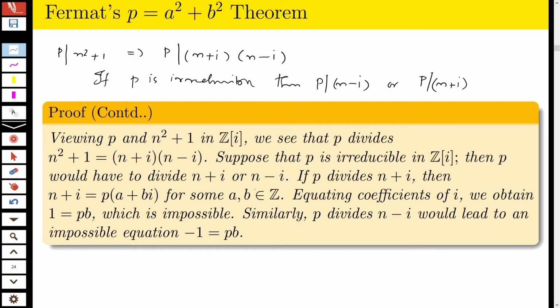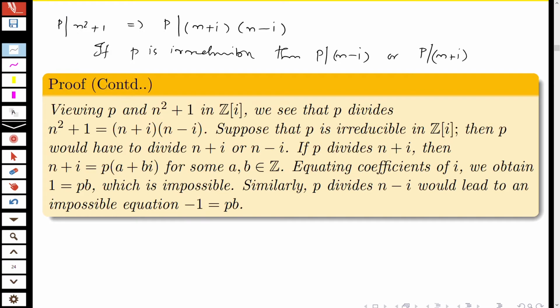Now, if p divides n plus i, then n plus i is equal to p times an element of Z[i], say a plus bi. Equating the coefficient of i, we get 1 equal to pb, which is not possible since p is an odd prime. We cannot find a b in Z such that p times b is 1, since p is an odd prime.